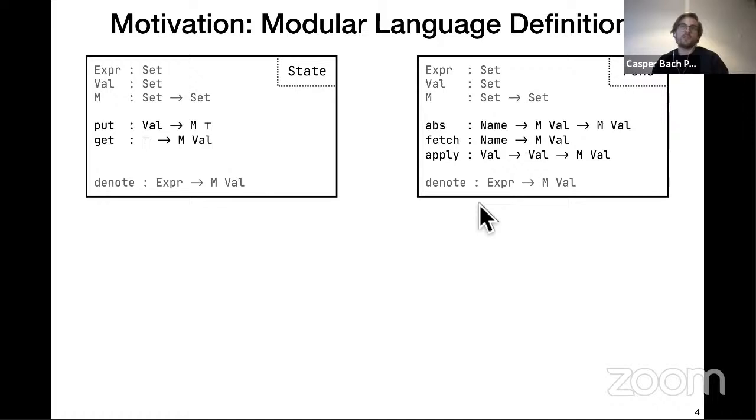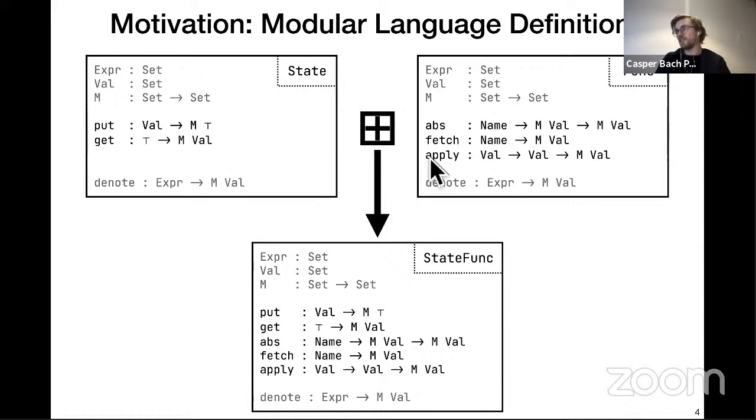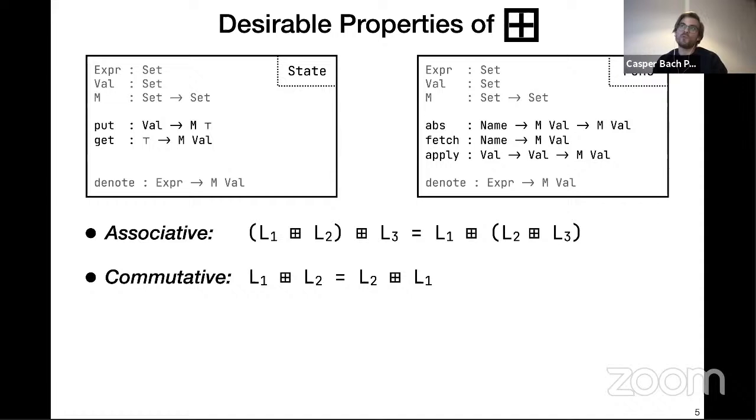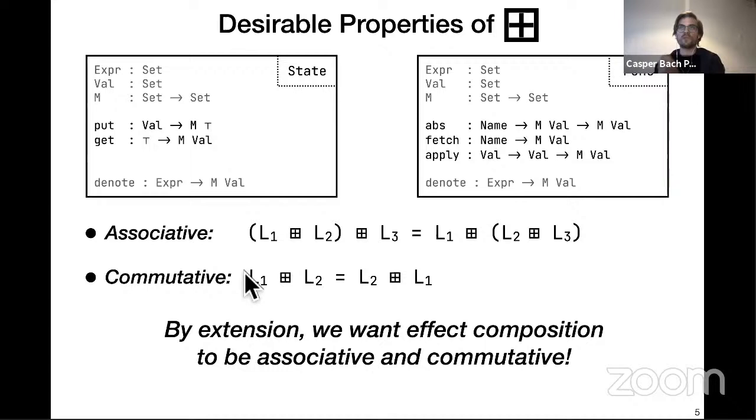What we would like to do is define these languages separately and then compose them. And a key challenge here is, we would like to compose the set of effects that these two languages have. So we would like to end up with a language that has both the put and get effects of the stateful language, but also the abstraction, fetch and apply operations of the functional language. And furthermore, we would like to have this language composition operation be well-behaved, meaning we would like for it to be associative and commutative. So we don't want order to matter when we compose these two different languages. So this is the motivation. This is what we want to support. This is why we started looking at these latent effects that I will be talking about.